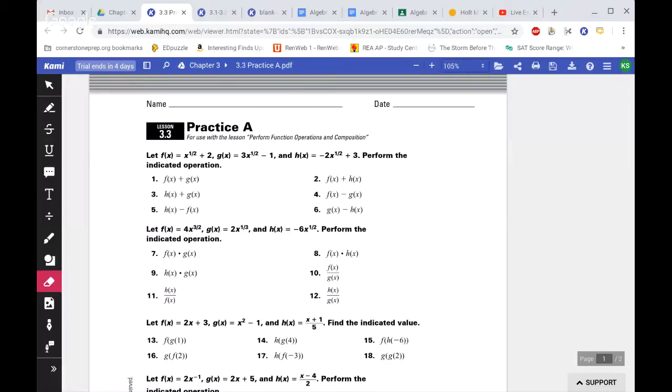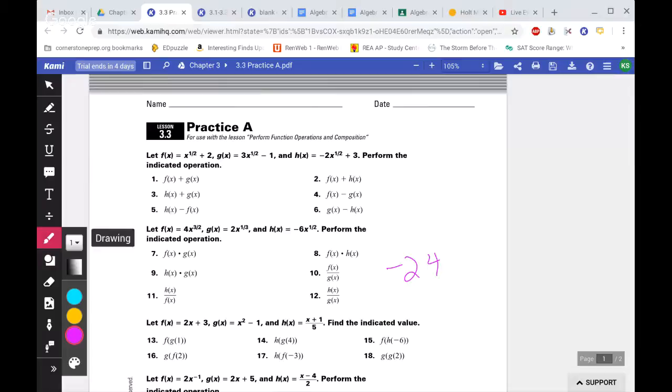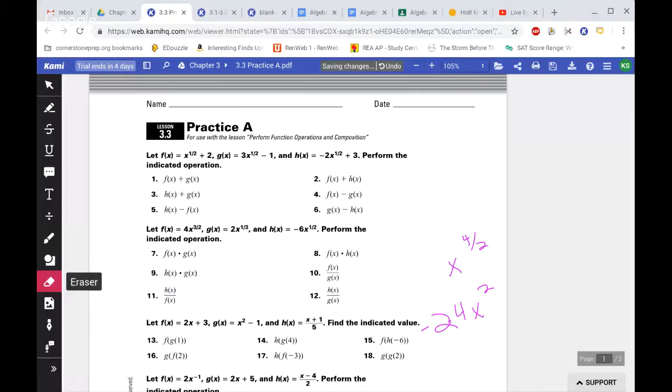So I got negative 24x to the 4 halves power, so 4 over 2. But I can reduce. It's negative 24x squared. Because that 4 over 2 reduces to 2. Does that make sense? Yes, ma'am. So your final answer, because it was this at first, you can reduce it to this. Got it. And that was number 8.